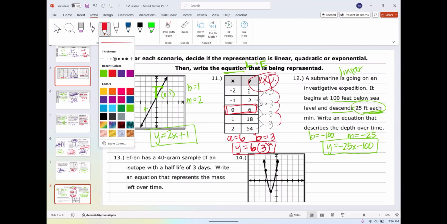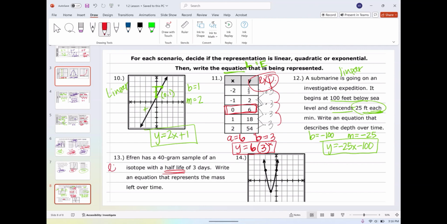So half-life, I believe that was a key word for exponential, right? This half-life. So we know it's going to be exponential. So then for our exponential equation, we need to know, all right, what was the starting amount of this isotope? Well, it started at 40 grams. And then our B, our growth factor, is, what is being multiplied each time? Well, it's being multiplied by half because it's going down, dividing by 2. So our growth factor is 1/2.